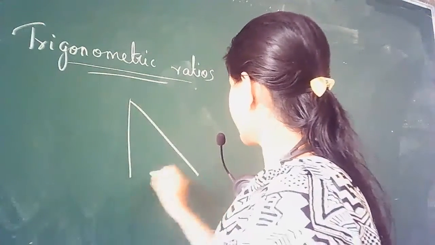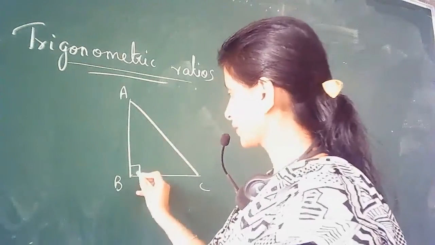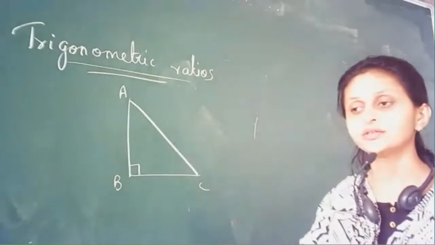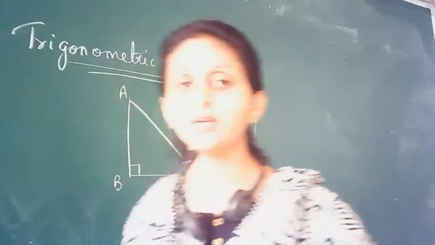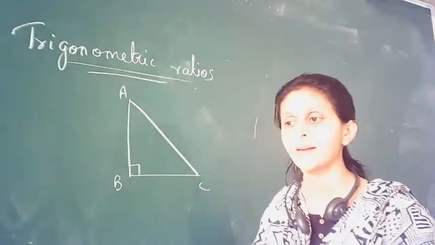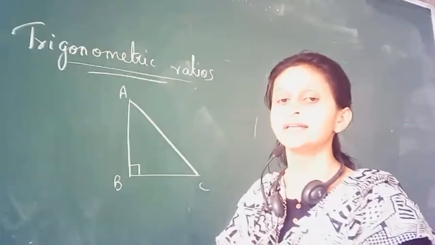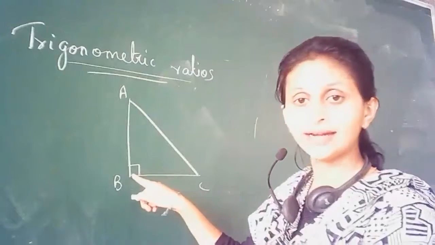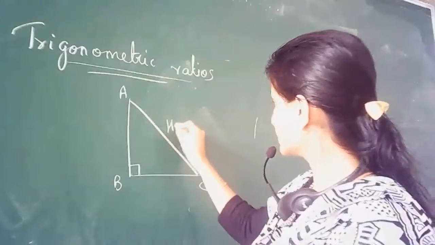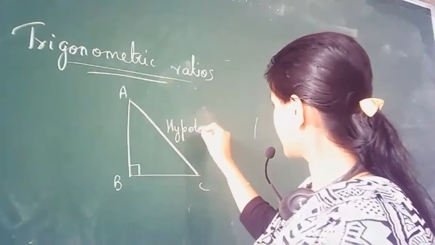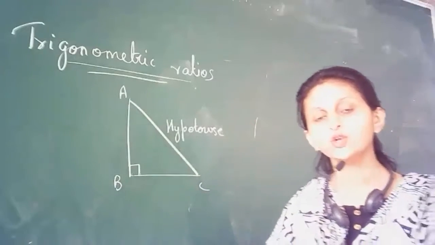Suppose we have a right angle triangle, say triangle ABC, right angle at B. What is the hypotenuse here? Can you define the hypotenuse, students? It is the side opposite to the right angle. Here the right angle is at B, so the side opposite to the right angle is AC. This is my hypotenuse.